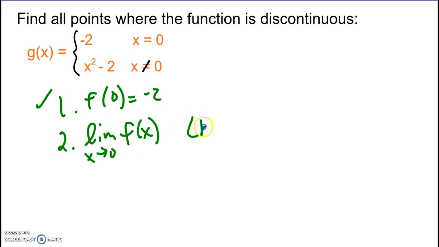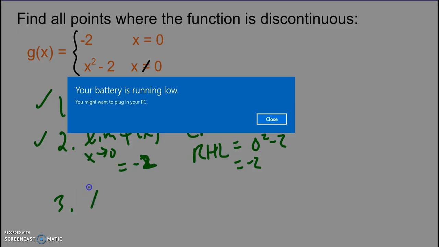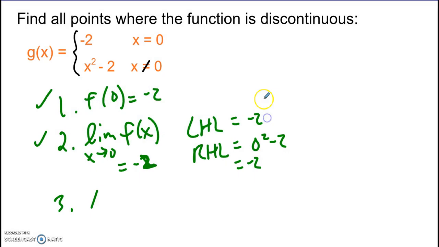So the left-hand limit and the right-hand limit need to equal each other. Well, in this first part, where x was 0, we've got our left-hand limit of -2. And in this case, we need to do direct substitution. So 0 squared minus 2. Yes, we get -2. So our limit does have a value of -2. So we're okay there. Not sure what happened right there. That should be -2. And are these two equal? And absolutely they are. Oh, pardon me. So f of 0 does equal the limit value as x approaches 0.